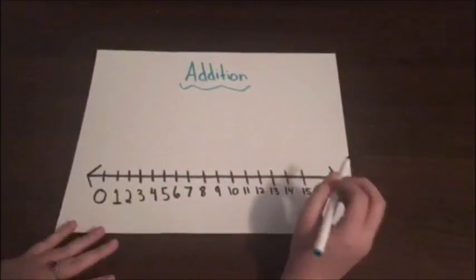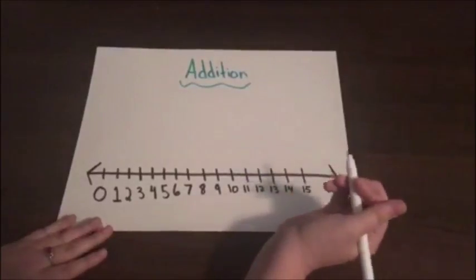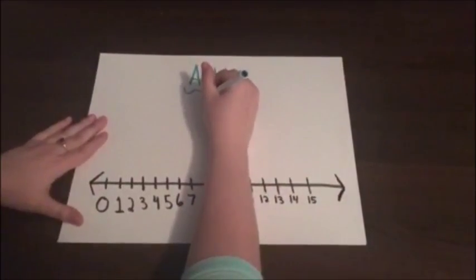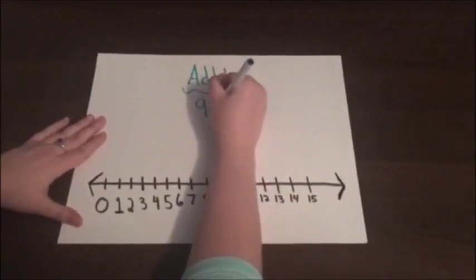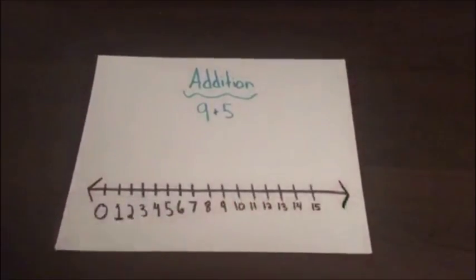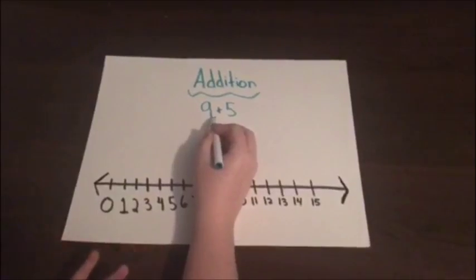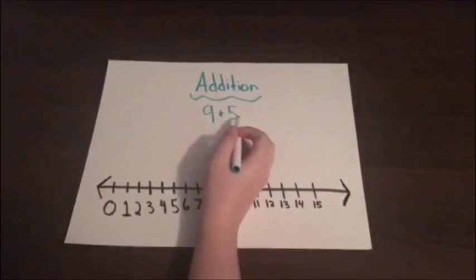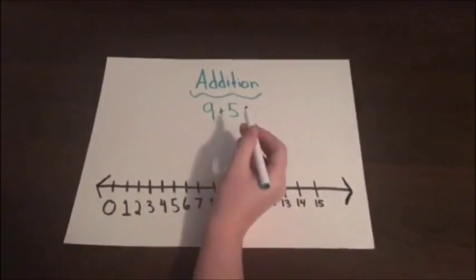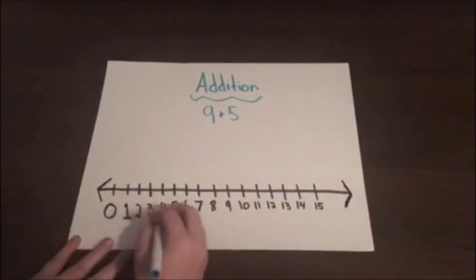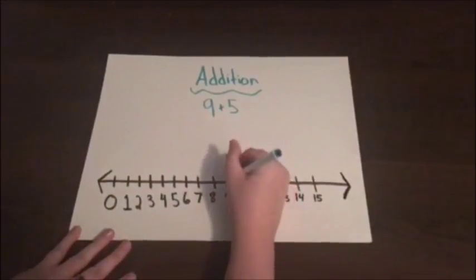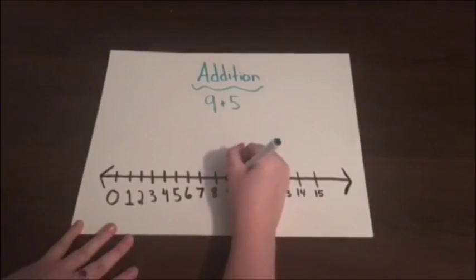And so now we're going to go over an addition problem. As you can see, we have a number line that goes from 0 to 15. And so our addition problem for today is going to be 9 plus 5. First, with addition, it doesn't matter which number you find on the number line first of the two numbers, but today we're going to start with 9 because it's the first number in the problem and it's the biggest number. So we're going to find it and mark it with a little dot there.